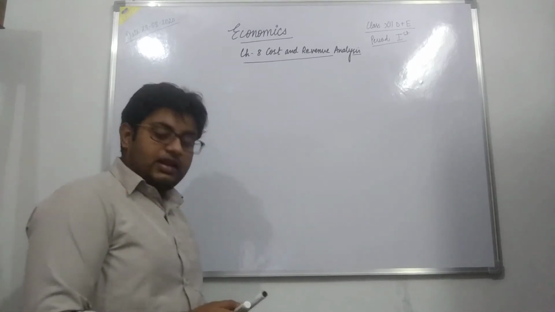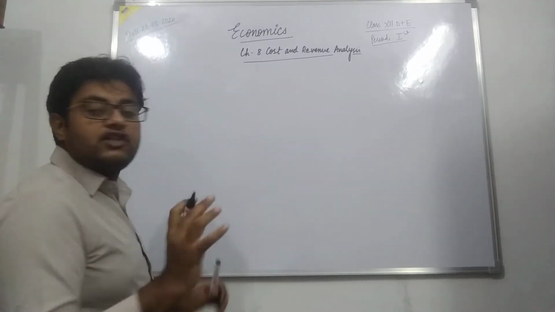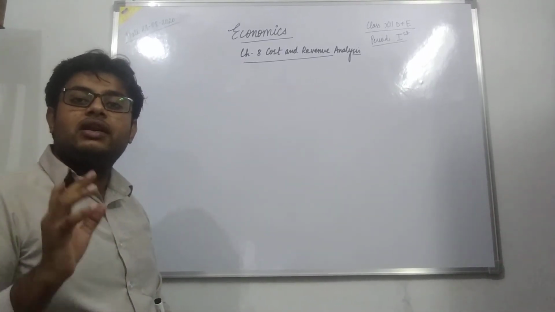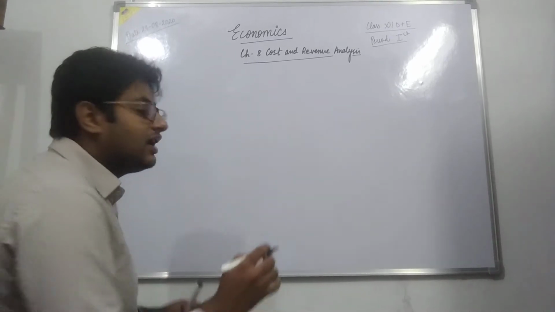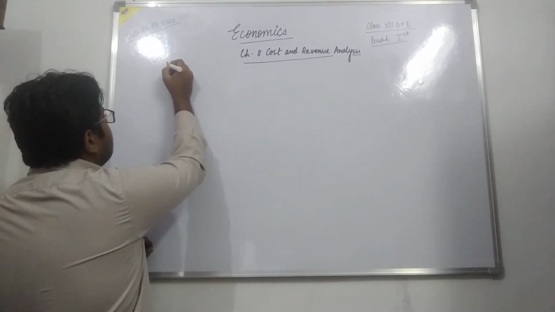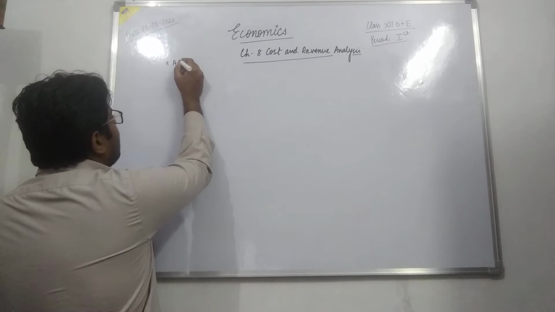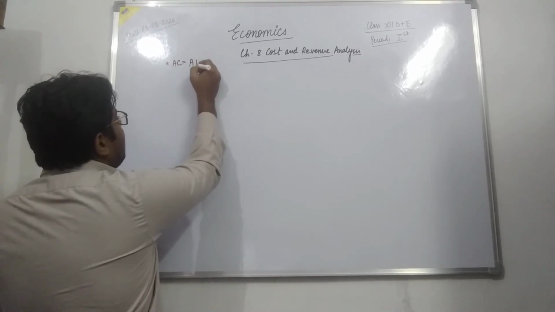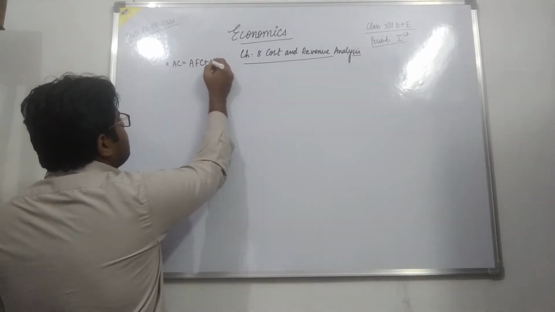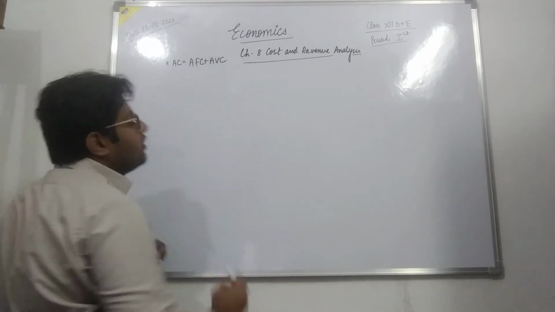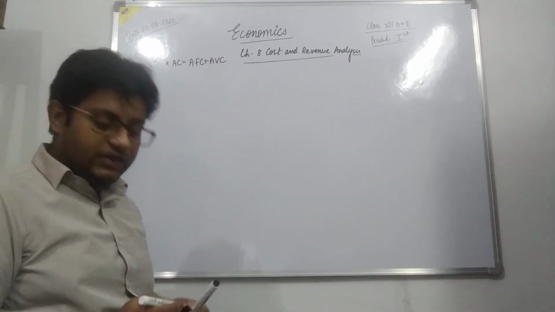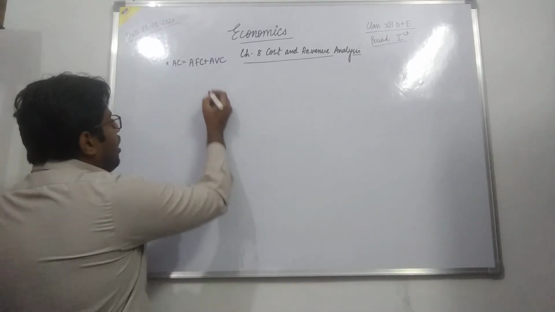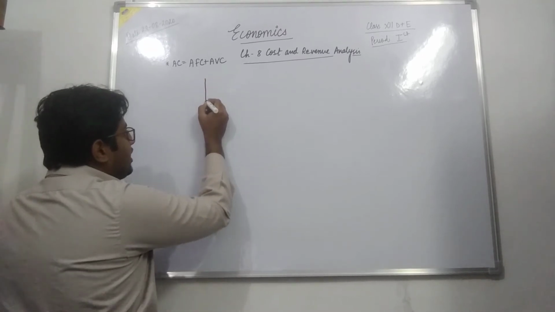Now a few of the formulas that you should remember before we start the class. Yesterday I told you that average cost is nothing but the addition of average fixed cost plus average variable cost. Now coming on to the diagrammatic explanation.